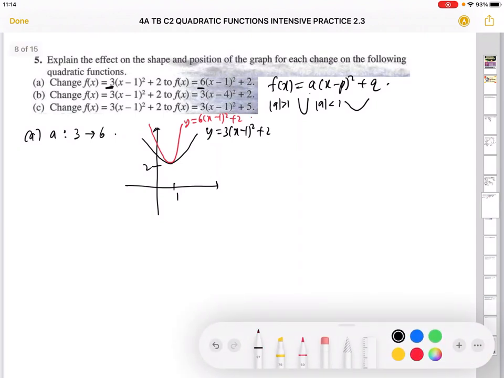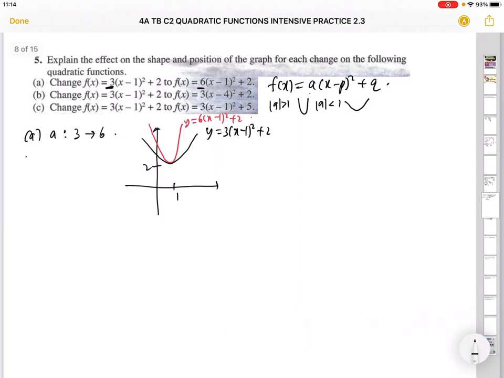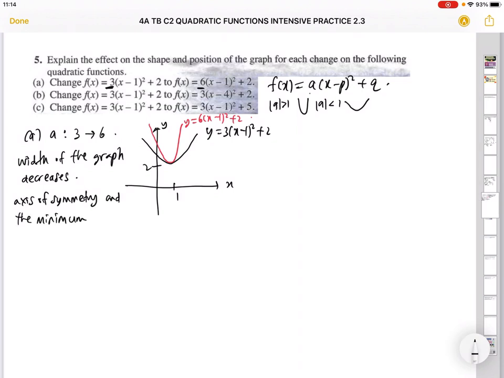We say the width of the graph decreases. What else? Your axis of symmetry and your minimum value don't change. The minimum is still at 2, and your axis of symmetry is still at 1. So we say the axis of symmetry and the minimum value, or the vertex if you like, remains unchanged.